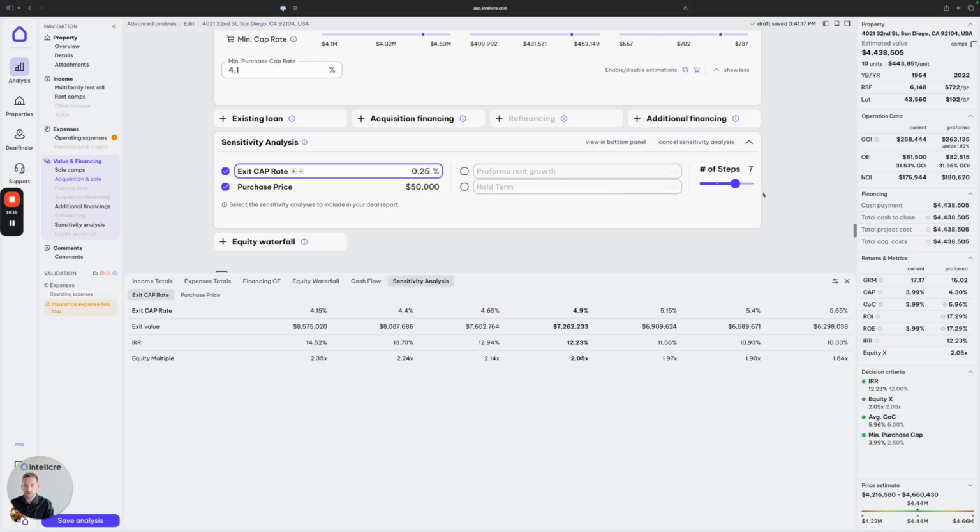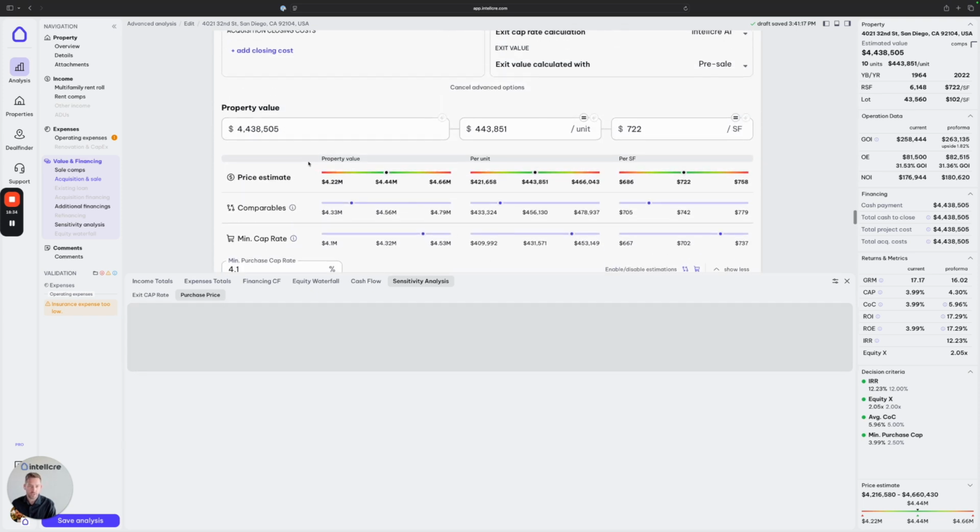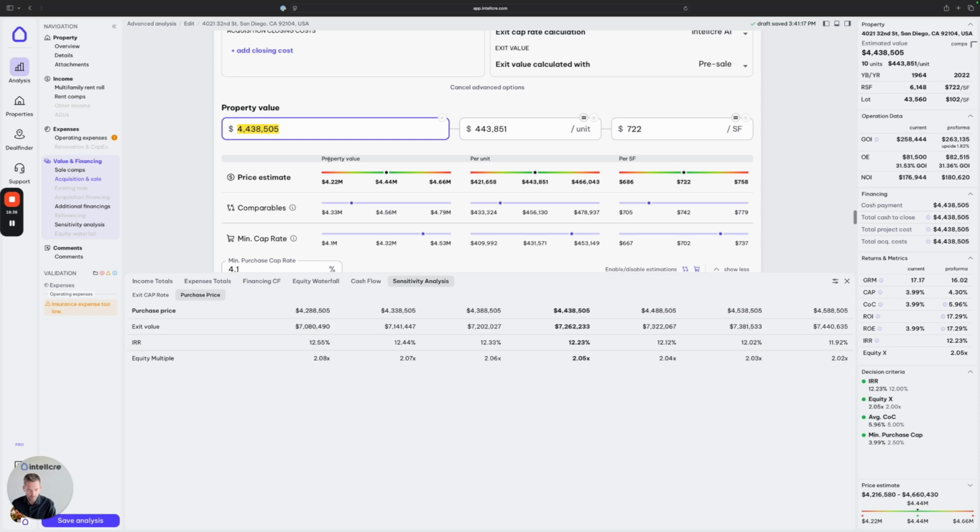And we can change the increment. We can even change the number of steps if we don't want to have 7 different scenarios, but only 5 or 9, right? So we can play with the number of steps here. Now for the purchase price sensitivity, we have a certain property value here, 4.4, and we can look at how this deal would pan out if this was slightly higher or slightly lower.